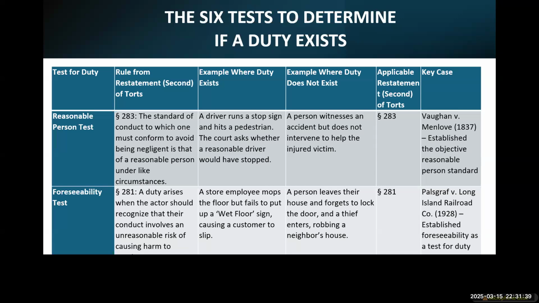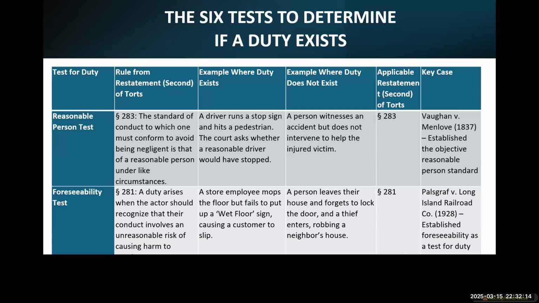How many times have I said to you, Washington likes the foreseeability test, right? Will Washington accept the reasonable person test? Of course, because it's still part of that traditional measure. Does Washington like the foreseeability test? She does. Ooh-wee. What is the question if I'm going to use the foreseeability test to determine whether or not a duty exists? There is not a question.